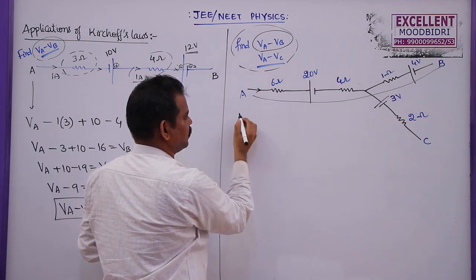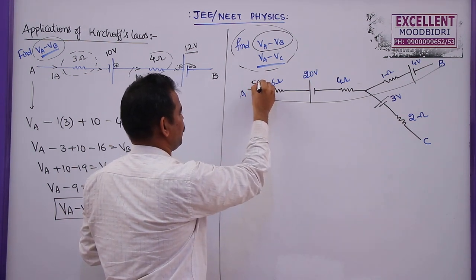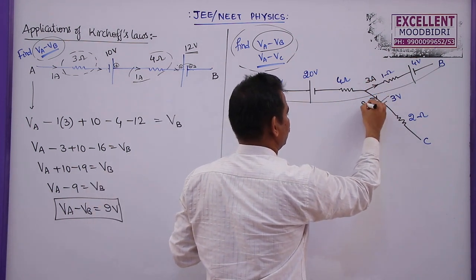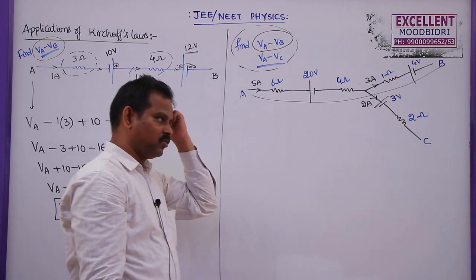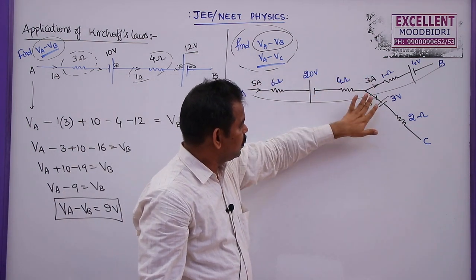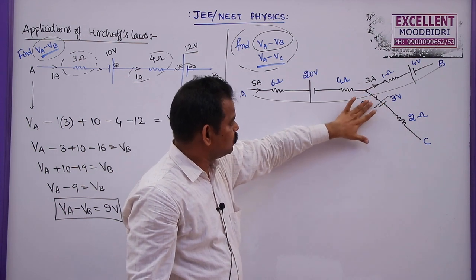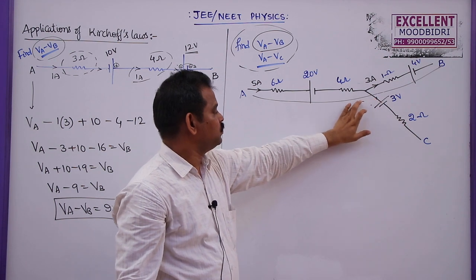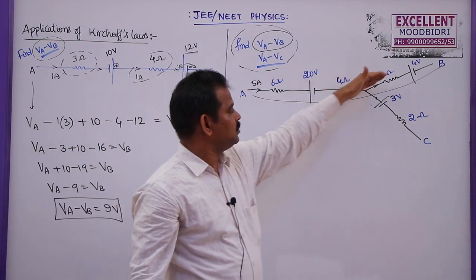But the current is not given here. Let us say this is 5 amperes current. Let us say in this, 3 amperes is moving in this direction, 2 amperes is moving in this direction. Why? Because at this junction, incoming current is 5. If it is 3, sometimes they won't give this value. So we have to apply Kirchhoff's current law to find the current in this branch. So it is found that this is 5 amperes, this is 3 amperes.